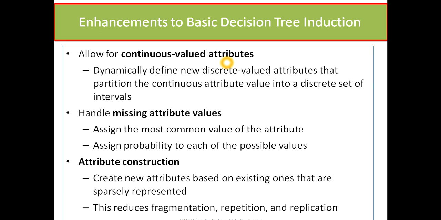Now, some enhancements to the basic decision tree induction. We allow continuous-valued attributes to dynamically define new discrete-valued attributes that partition the continuous attribute value into a discrete set of intervals. Then we handle missing attribute values, then attribute construction. This means we create some new attributes based on existing ones that are sparsely represented, and what we get in return is that it reduces the fragmentation, repetition, and replication problem.